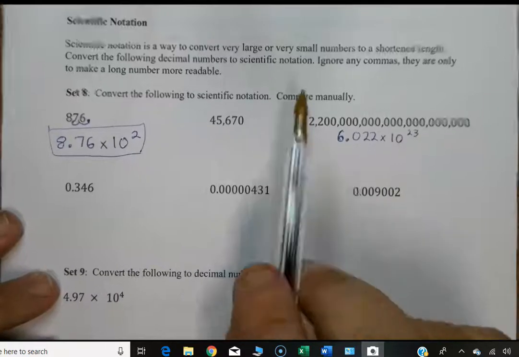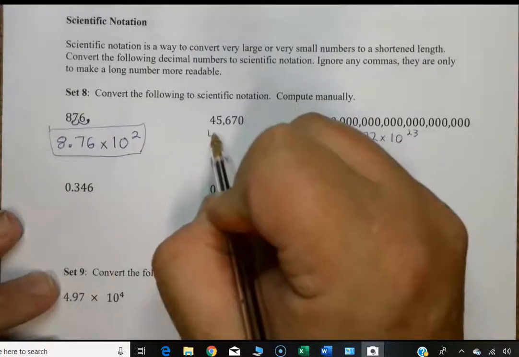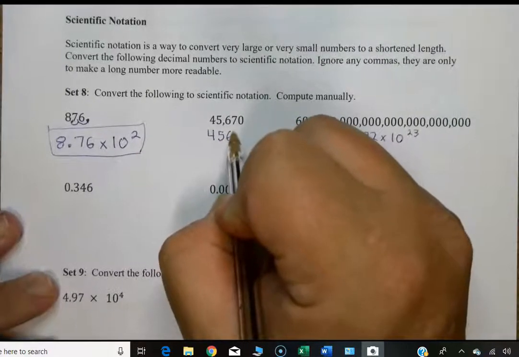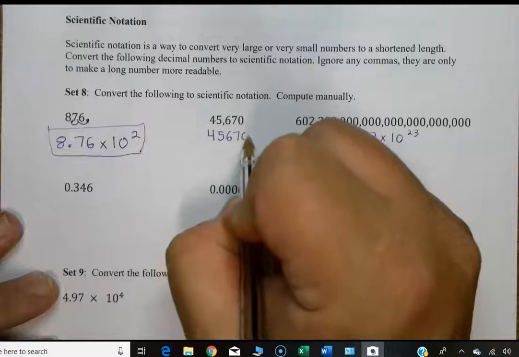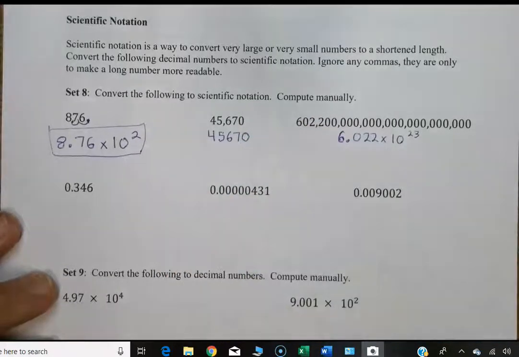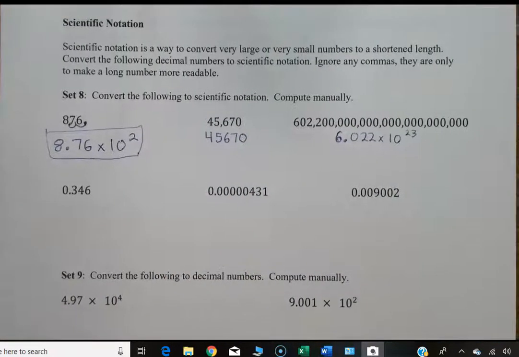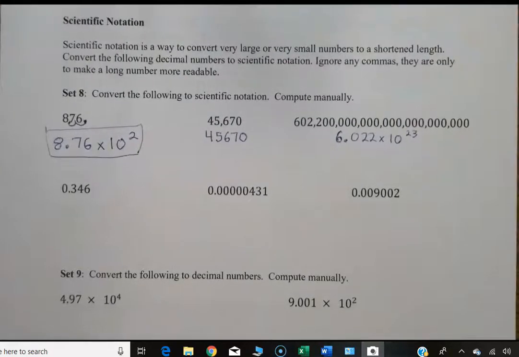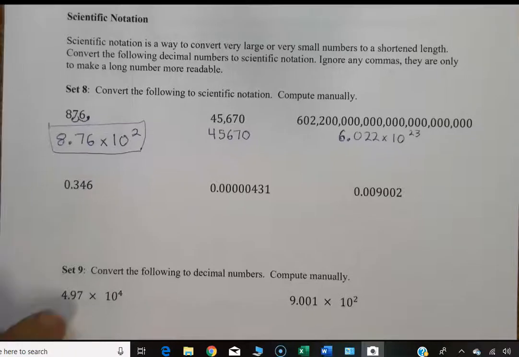45,670. First thing you should do right away is just write it without that comma. Commas are only used for readability. In some countries, they actually are the same as decimal points in this country, but in the United States, they're just to make the number easier to read. Okay, so what do you do with this number?